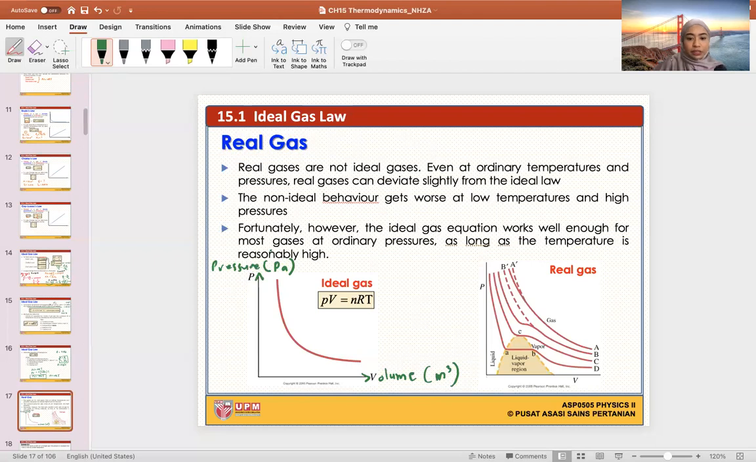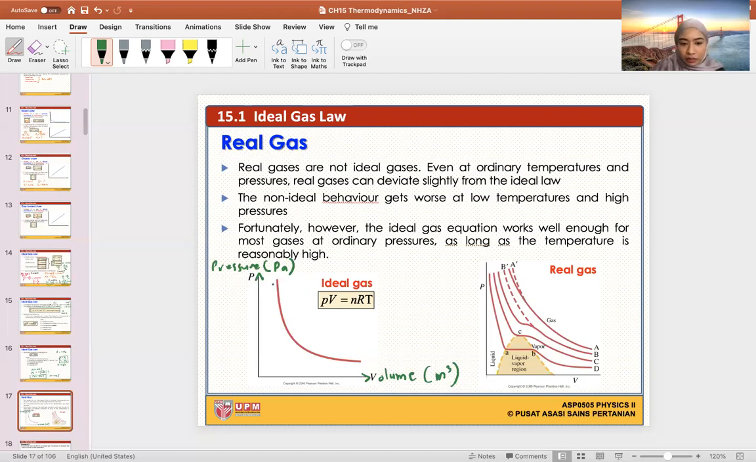Please don't label P and V in your jawapan. Kalau kena tulis, if you have to sketch the PV diagram, don't label P and V. Please label pressure dalam kurungan Pascal and volume dalam kurungan meter cube. Kalau letak P and V je memang tak ada markah because I don't know what P is, don't know what V is. Okay, you have to tell me what is V.